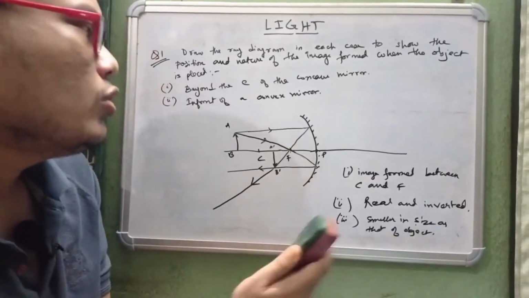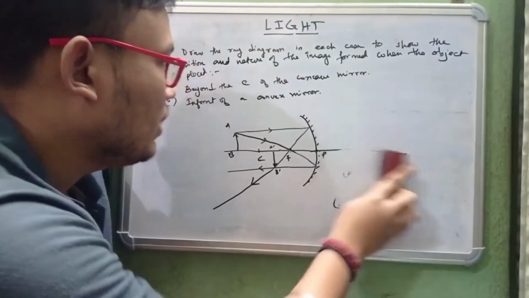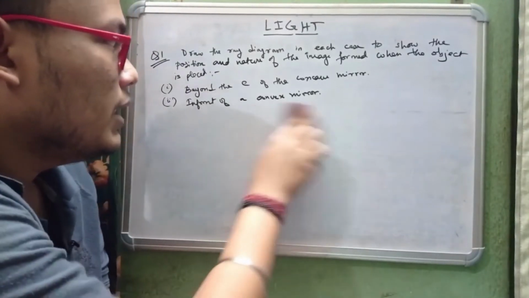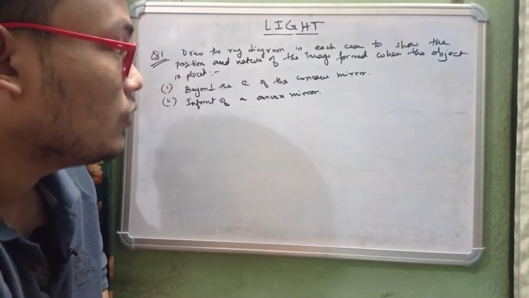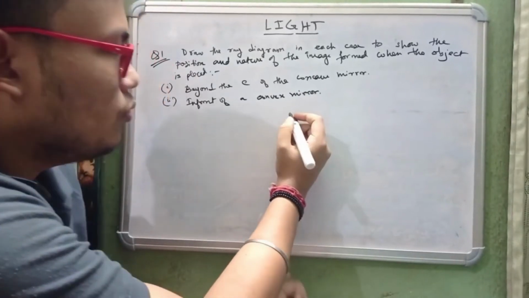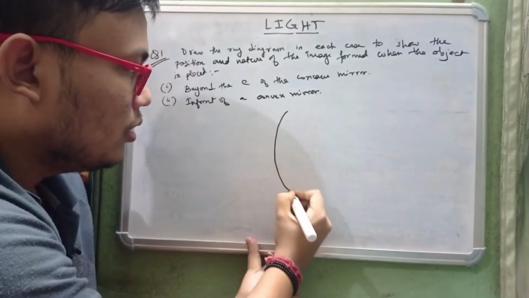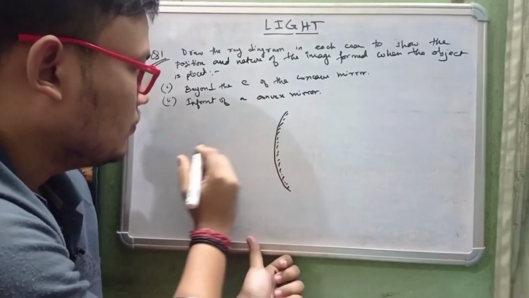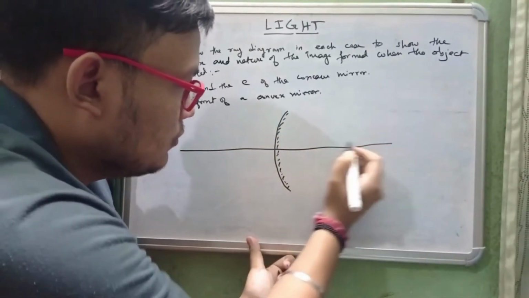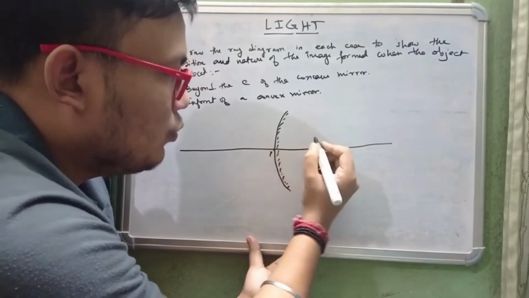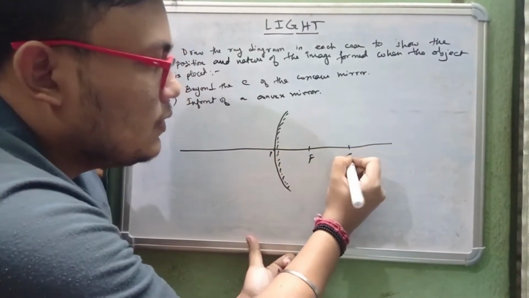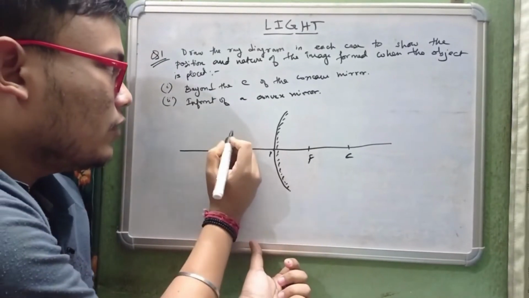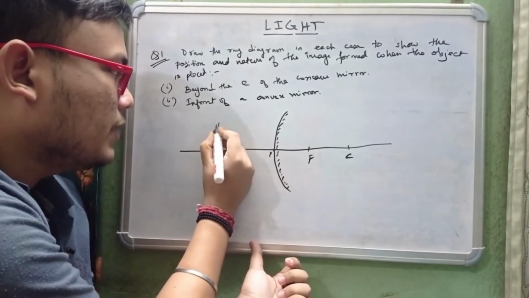So we will quickly move on to the next part of the question, where it is asked that the object is placed in front of a convex mirror. So I'll draw a convex mirror, this being the pole, this is the focus, this is the center of curvature. The object is placed in front of a convex mirror. So let's say it's placed over here.